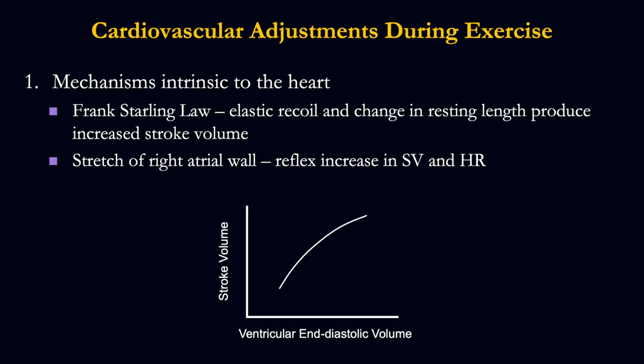That results in an increase in stroke volume. It also causes the heart rate to increase. So we're getting 2 things happening here. We stretch the right atrial wall because we've increased preload. So remember, that's a volume overload. We're stretching the heart more, filling the heart more with blood. And that causes an increase in not only the stroke volume because of the elastic recoil of the heart, but it also increases heart rate. 2 things that increase cardiac output.